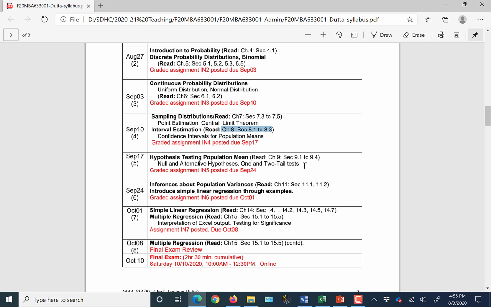Again, let's look at our syllabus here. So we are in week 4. It's sections, parts of chapter 9. And once again, you're welcome to read additional sections of the chapter if you wish, but sections 9.1 to 9.4 is what you are technically responsible for.